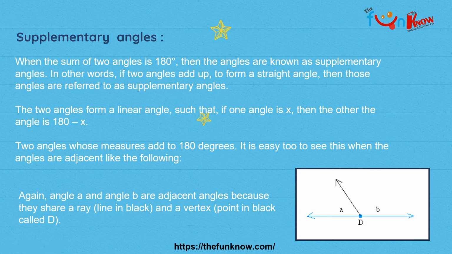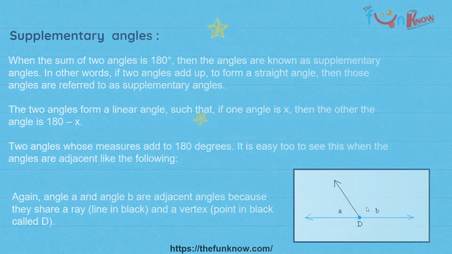It is easy to see when the angles are adjacent to each other. Here also there are two angles. This is one angle, this is another angle. Both angles are adjacent to each other. They are sharing one ray, and together when they are added, they form a supplementary angle, that is 180 degrees together. Okay, now let's see some examples of supplementary angles.